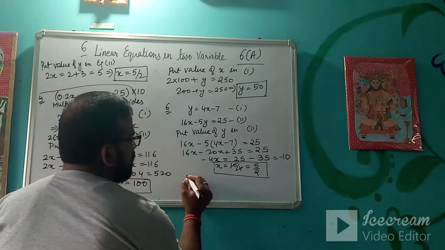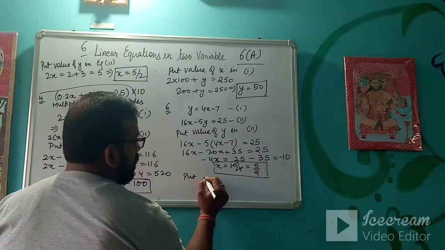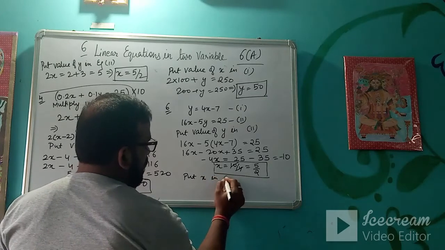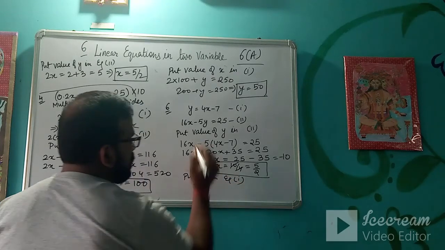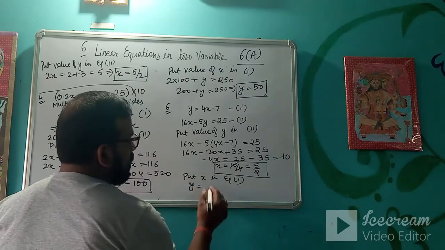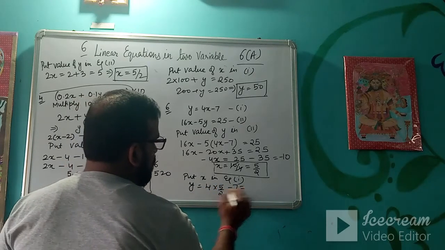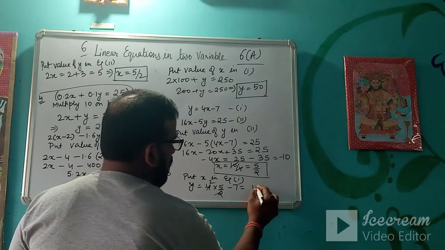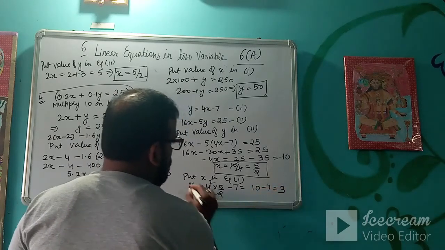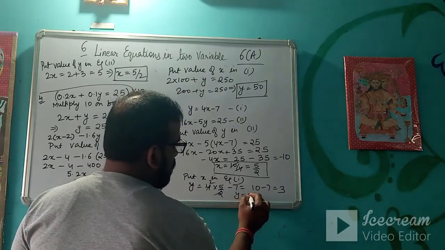Next we put x in equation first. So what is y? Y will be 4 into 5 by 2 minus 7, that is 10 minus 7 equal to 3. So what is the value of y? Y will be 3.